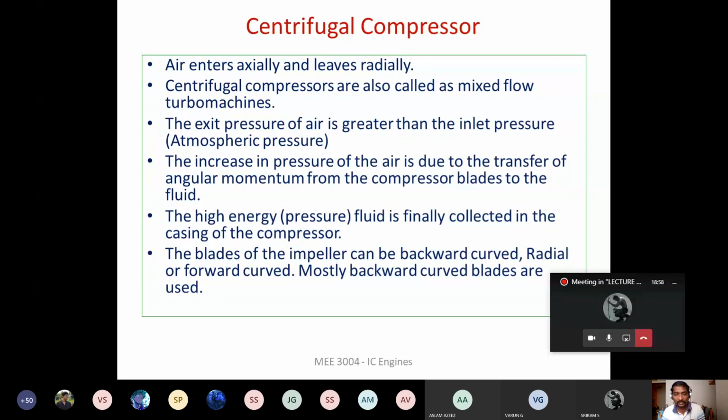Okay. So if the flow direction of the fluid changes as it passes through the turbo machine, then we call it a mixed flow turbo machine. Okay. So the exit pressure of the air is going to be more than the inlet pressure because of the energy that is being imparted by the rotating blades. Okay. The high energy fluid is finally going to be collected in the casing of the compressor. The casing can be either volute casing or it can be a spiral casing, right? Those things you will study once you come to the turbo machines course.